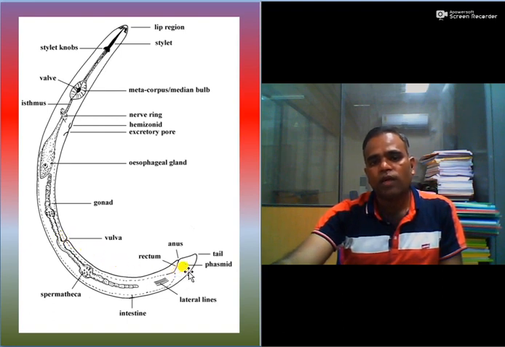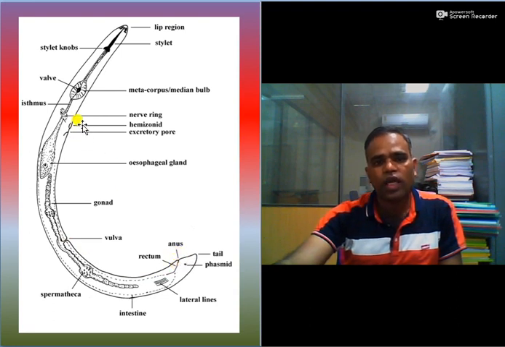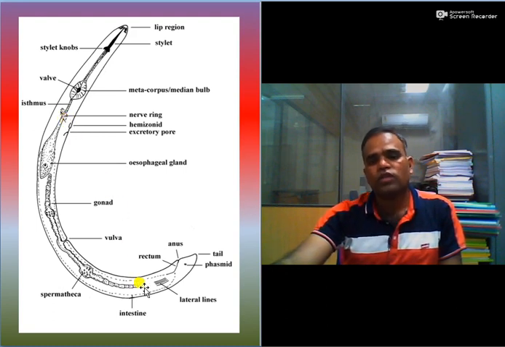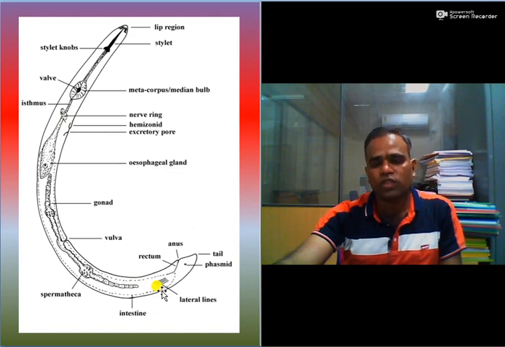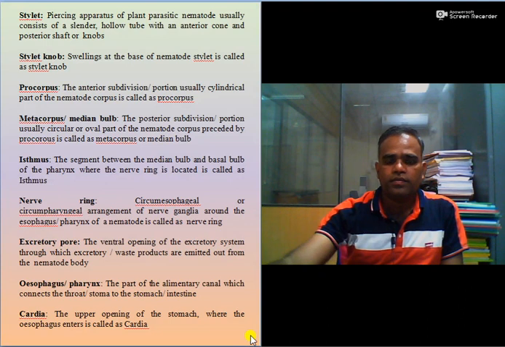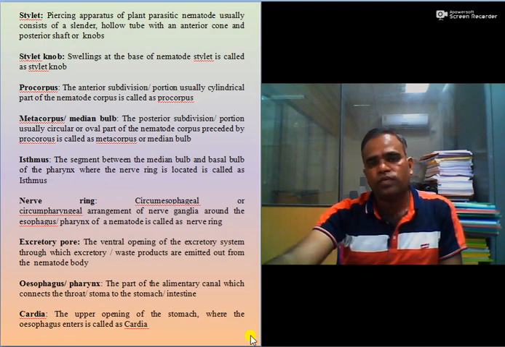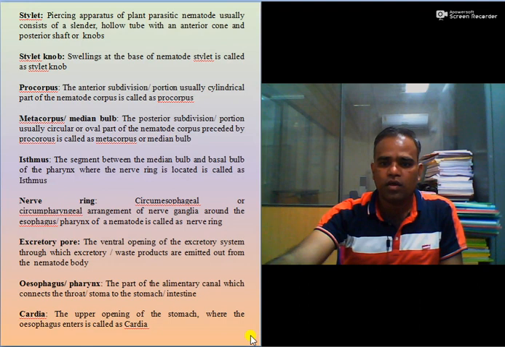Then some of the other parts we can see here are the phasmid and hemizonoid. These are structures which act as sensory structures. Some lateral lines and some projections, lateral and ventral, are there; we will see these later. I have given all these points in a theoretical way. So you can see what a stylet is.